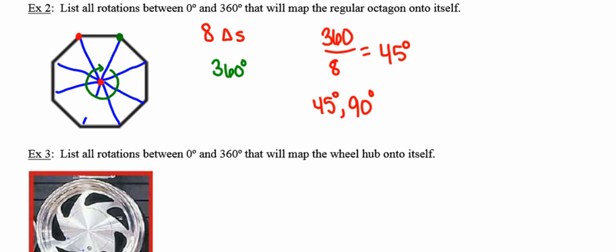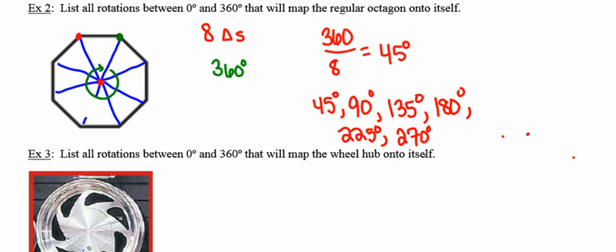So when listing all multiples of 45 degrees between 0 and 360, I find that the rotations that will carry this onto itself are 45 degrees, 90 degrees, 135 degrees, 180 degrees, 225 degrees, 270 degrees, and then lastly 315 degrees.